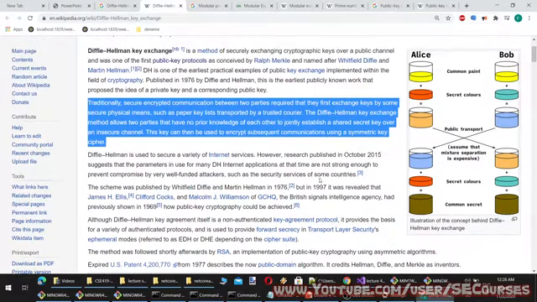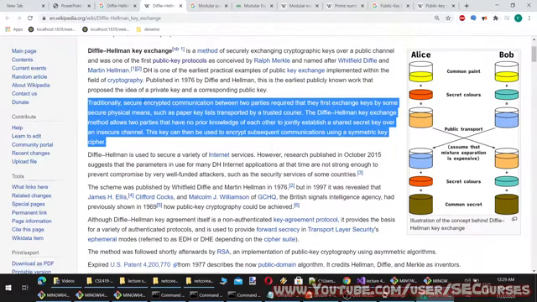Traditionally, secure encrypted communication between two parties required that they first exchange keys by some secure physical means, such as paper key lists transported by a trusted courier. The Diffie-Hellman key exchange method allows two parties that have no prior knowledge of each other to jointly establish a shared secret key over an insecure channel. This key can then be used to encrypt subsequent communications using a symmetric key cipher.